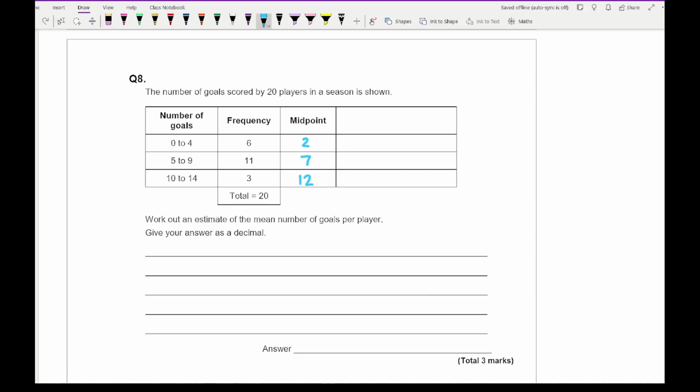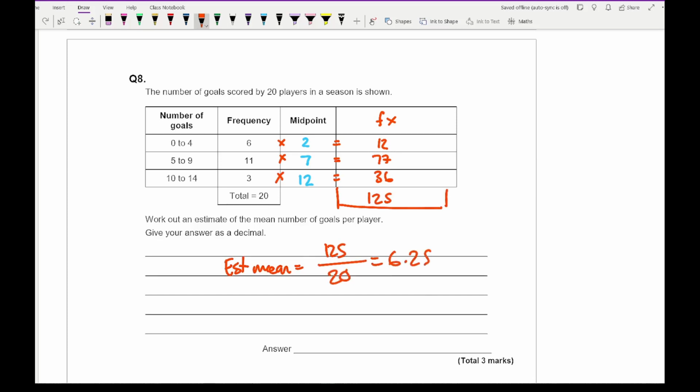And then what I need to do is work out the fx value, in which all I need to do is just multiply these numbers together. So here I'm going to end up with 12, 77, and 36. And then work out the total, which is 125. Then the estimated mean is going to be 125 divided by 20, which gives me an answer of 6.25.